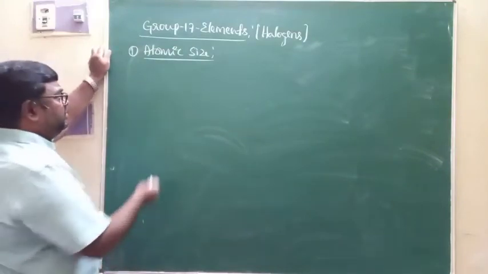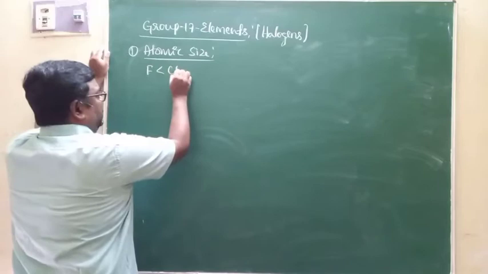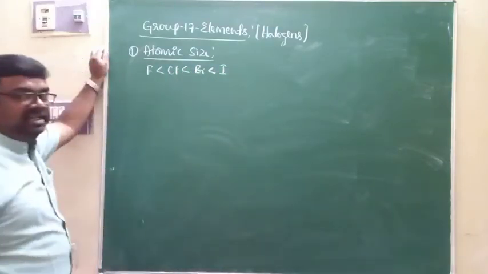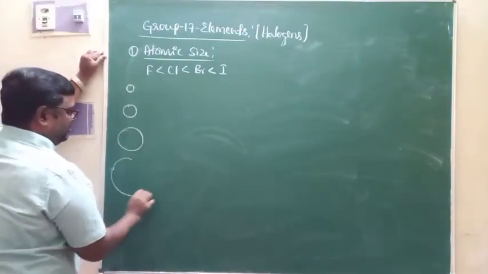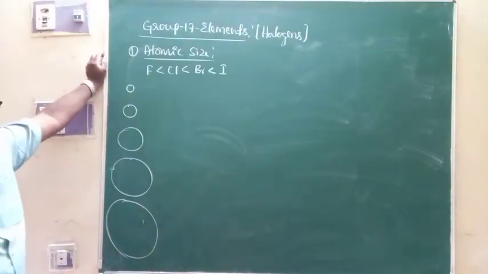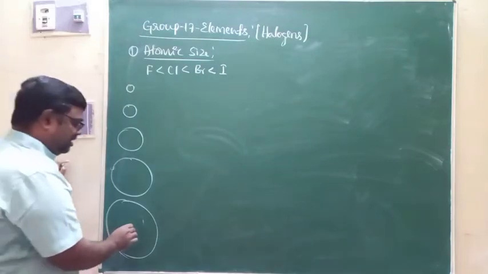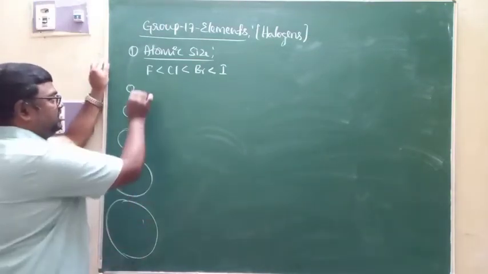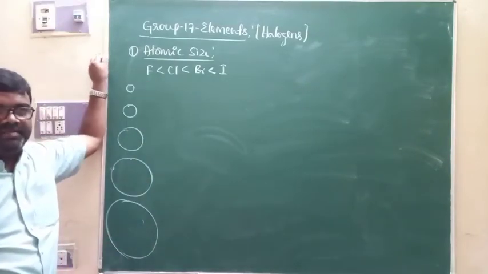As far as atomic size is concerned, fluorine is smaller than chlorine, chlorine is smaller than bromine, bromine is smaller than iodine. That is, on moving down the group, atomic size increases. This is what we call the variation of atomic size. Fluorine is the smallest atom, and astatine is the biggest atom. So on moving down the group, atomic size increases.